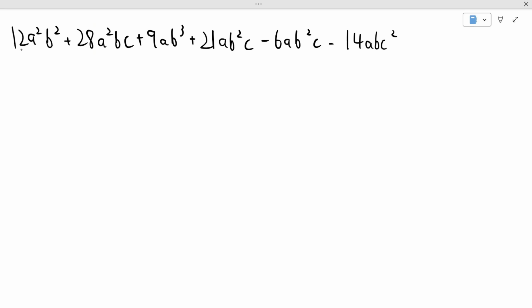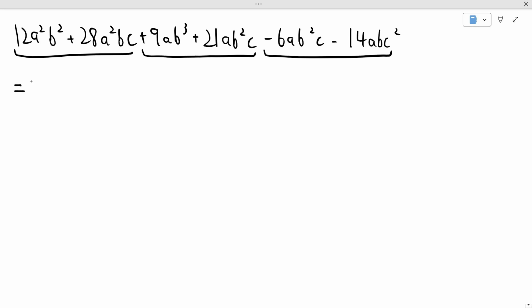Let's take a look at this example. We can put the first two terms in a group, the third and fourth terms in a group, and the last two terms in the other group. Because if we look at the coefficients, 12 to 28 from the first group is equal to 9 to 21 from the second group, which is the same as minus 6 to minus 14 from the third group. So the ratios of the coefficients in each group are all the same, which is 3 to 7, and this is what we want.